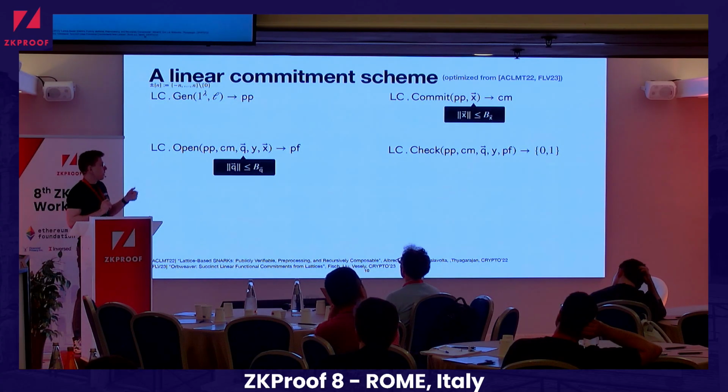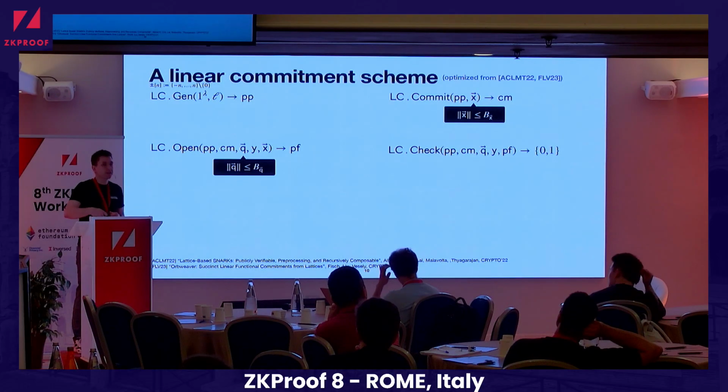The scheme I'm going to present is actually a simplification and optimization of the Orb-Weaver commitment scheme in FLV23, which itself is an optimization of the ACLMT22 commitment, which itself is kind of a lattice equivalent of pairing-based constructions that pre-existed KZG, for some historical context.